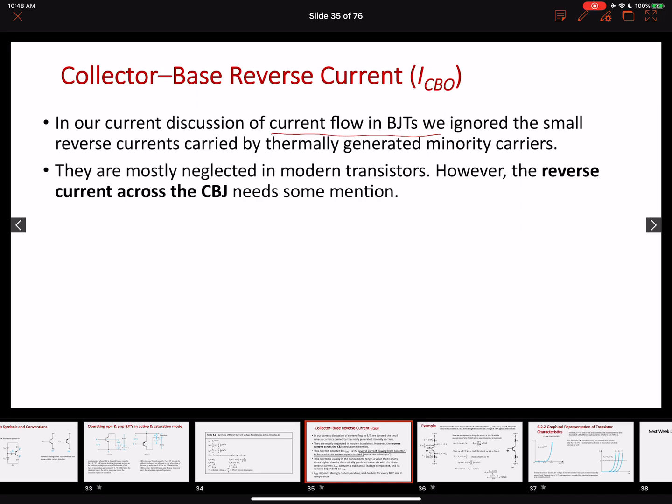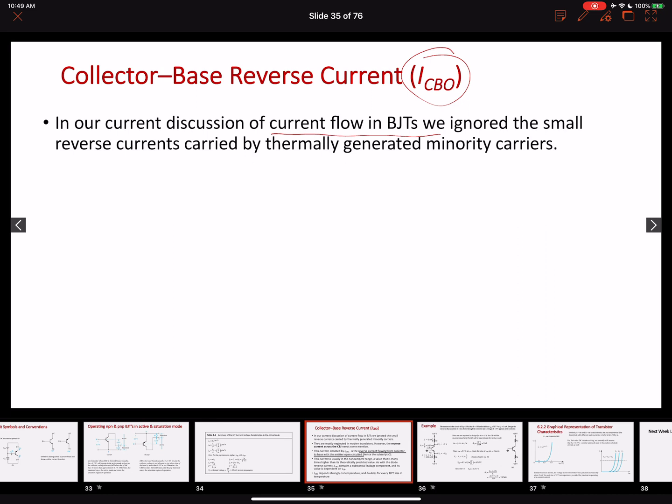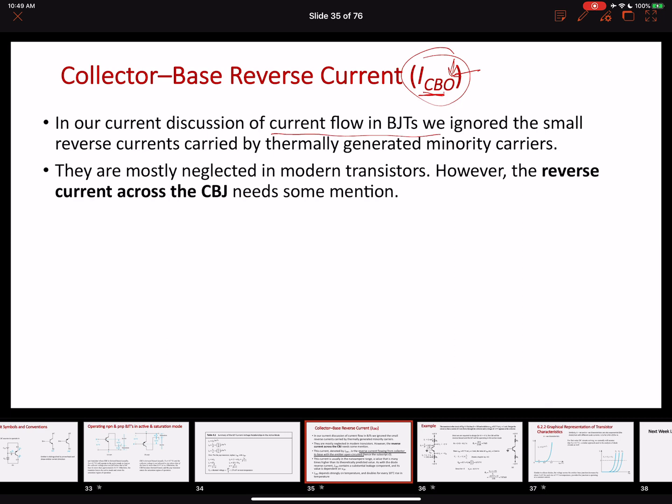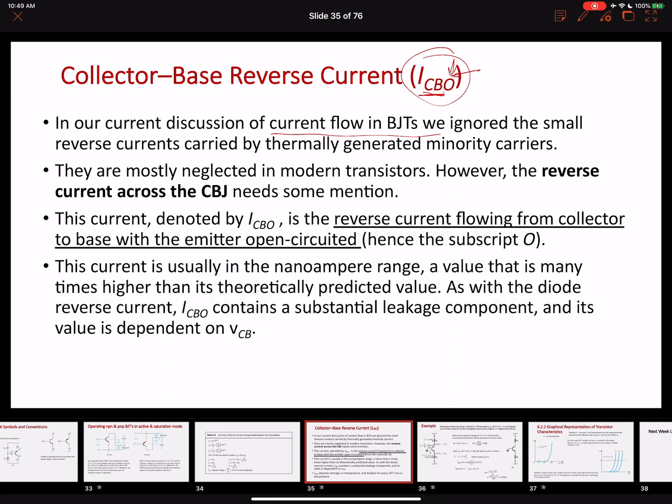However, I do want to mention the collector to base reverse current, which you will come across and which is sometimes significant if you are doing a more comprehensive analysis. This ICBO is the collector to base reverse current, where the O indicates that the emitter is open circuited. This current is usually in the nanoampere range, and its value sometimes comes out higher than the theoretically predicted value. It represents a leakage current.